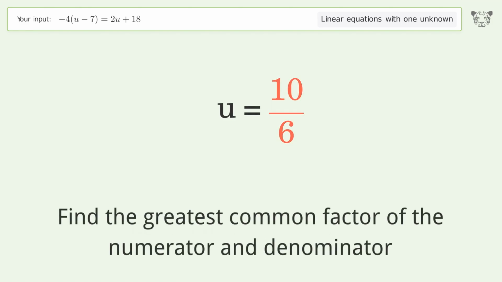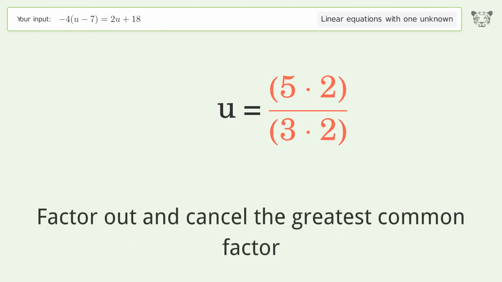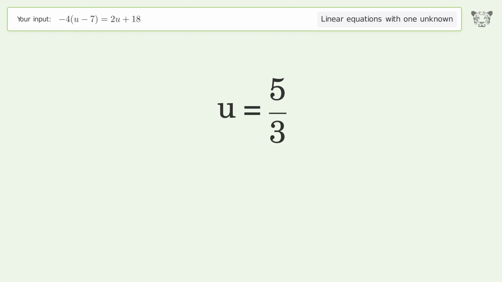Find the greatest common factor of the numerator and denominator. Factor out and cancel the greatest common factor. And so the final result is u equals 5/3.